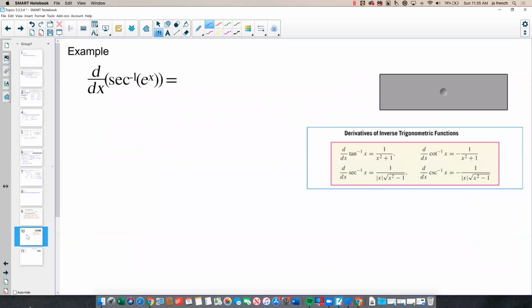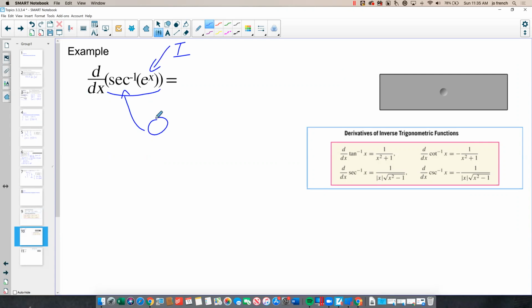So our first example is the derivative of the inverse secant. I did say to focus on the others, but I might as well throw one of these in as well. So the derivative of the inverse secant of e to the x. When we look, I hope you see that we are dealing with a composite function here, where e to the x would be my inside function, and the inverse secant is my outside operation.